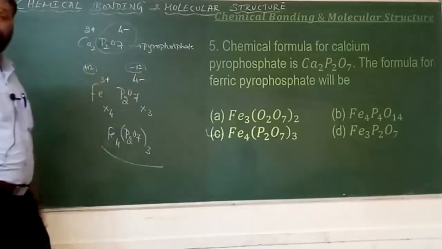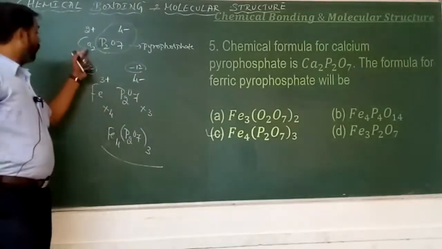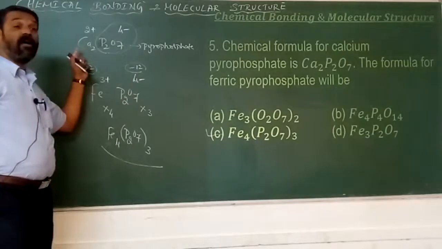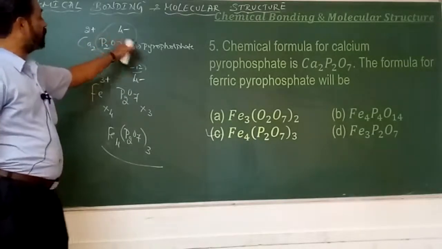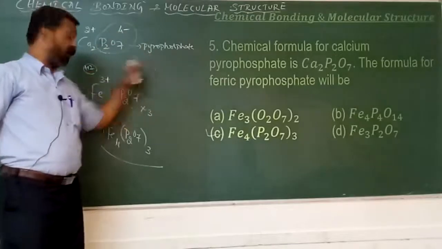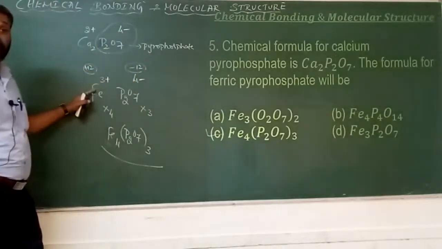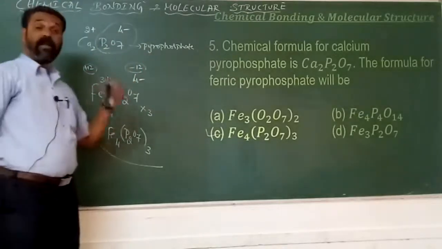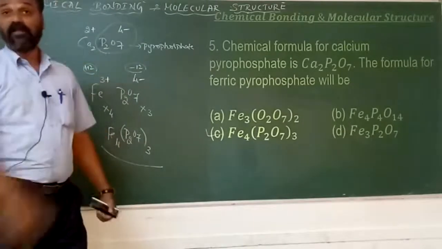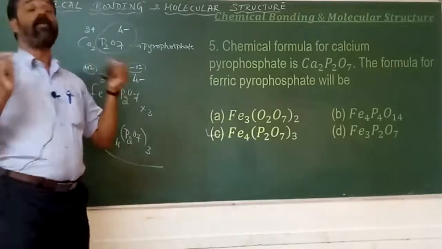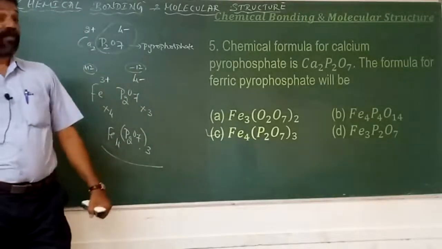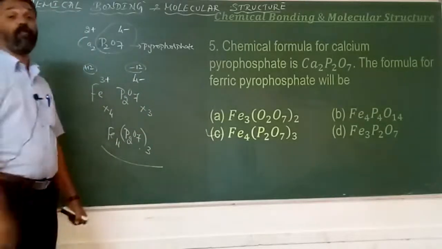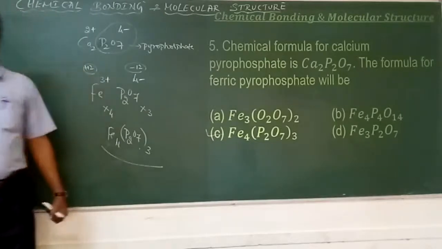Means, if and only if we know the oxidation state or the charge on the alkaline earth metal that is calcium, we can deduce the charge or oxidation state for the ferric pyrophosphate. And also by knowing the ferric, plus 3 as its oxidation state, and finally upon the net charge being 0 by multiplying the suitable integers, we get the final formula for ferric pyrophosphate as Fe4(P2O7)3. Okay?